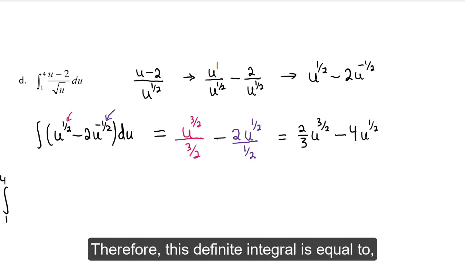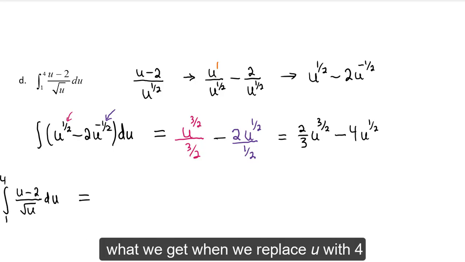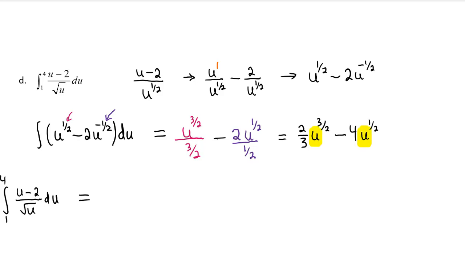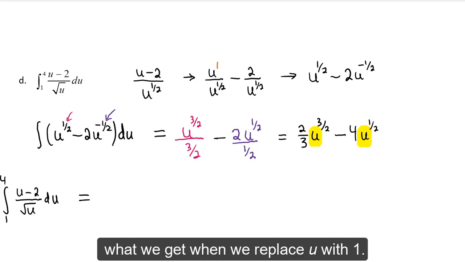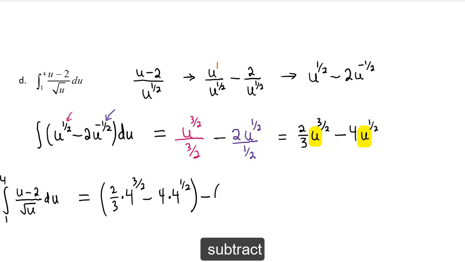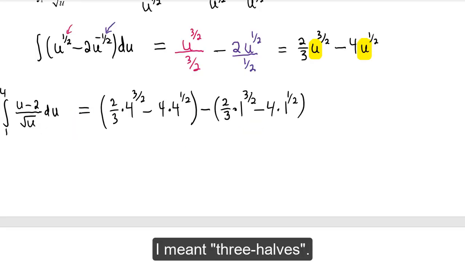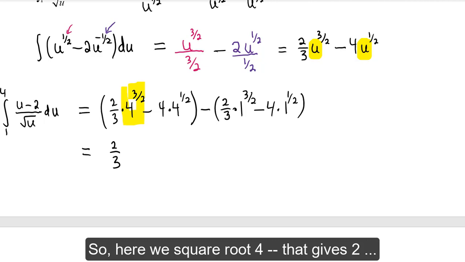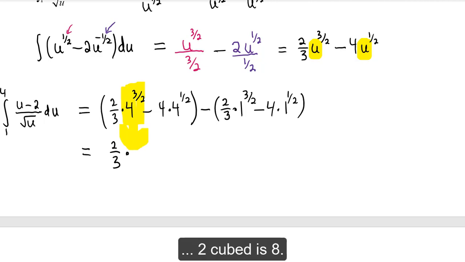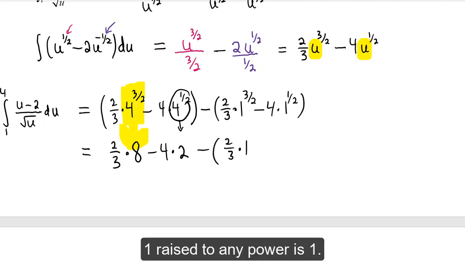Therefore, this definite integral is equal to, by the fundamental theorem of calculus, what we get when we replace u with 4, take away what we get when we replace u with 1. So 2/3 times 4 to the 3 halves minus 4 times 4 to the 1/2. Subtract 2/3 times 1 to the 3 halves minus 4 times 1 to the 1/2. Did I say 3 half? I meant 3 halves. So here we square root 4. That gives 2. 2 cubed is 8. Square root of 4 is 2. 1 raised to any power is 1.